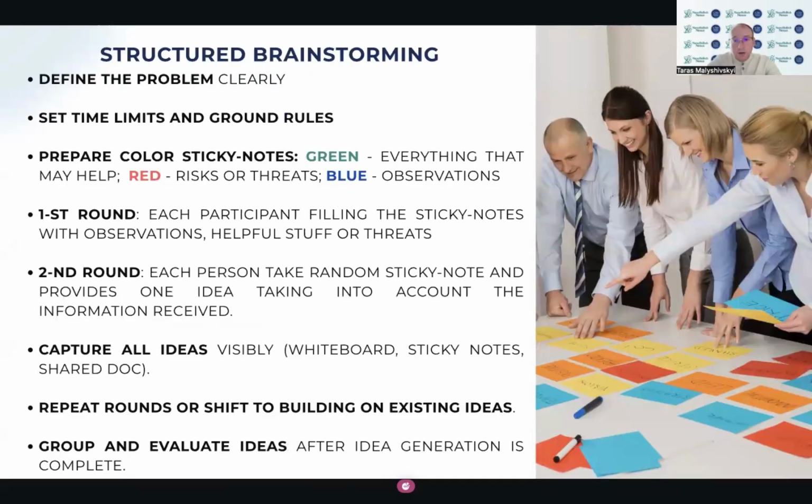On the other hand, the structured brainstorming process is pretty much the same, but there are a few differences. You start with the definition of the problem. You set time limits and ground rules, but before you start brainstorming, you have to prepare colored sticky notes. Green, where you will write everything that may help solve your problem. Red, any risks or threats regarding the problem. And blue, any observations regarding the problem.